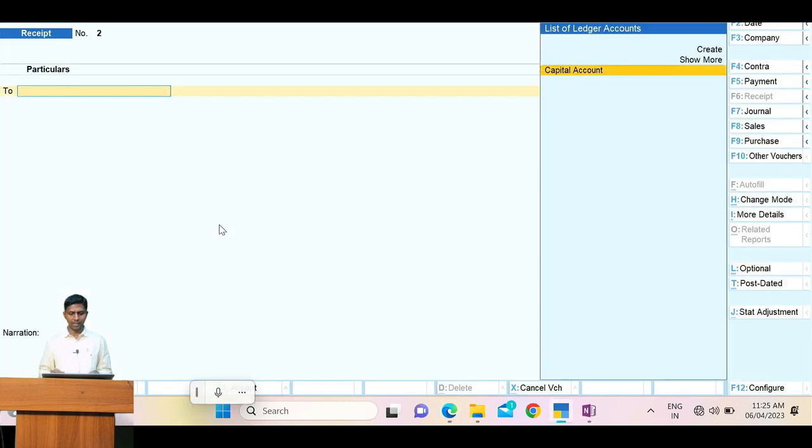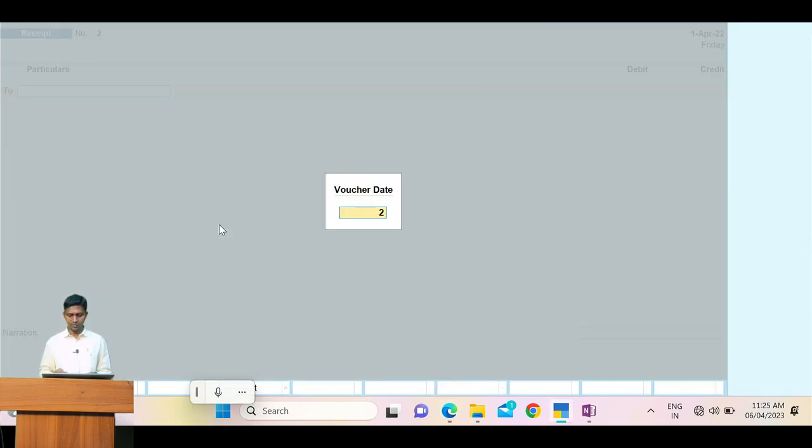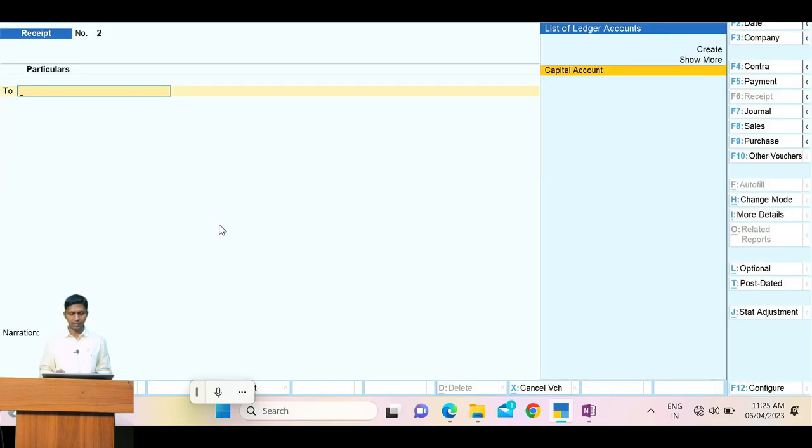Now on 2nd April, they are saying to change the date. To change the date, we have the F2 option, 2nd April, 2.4. If you want to write in full, you can, or just write 2. If you are in April, by writing 2, you will get 2nd April. If you are in May, writing just the date, you will get that date in the same month.